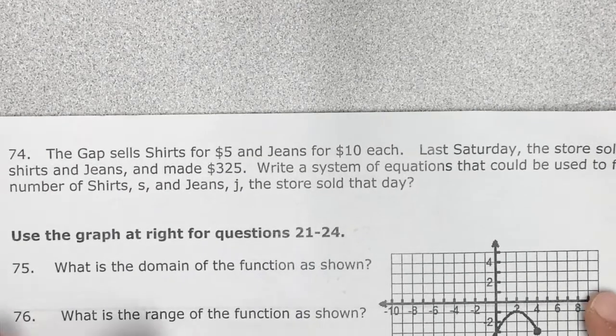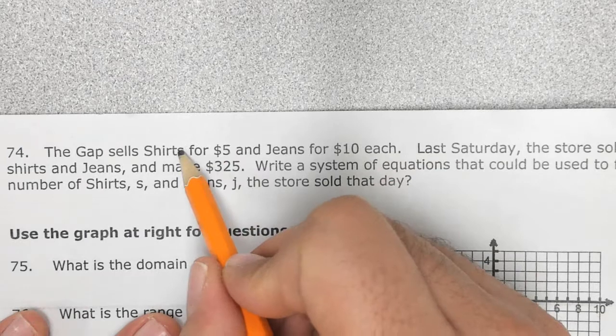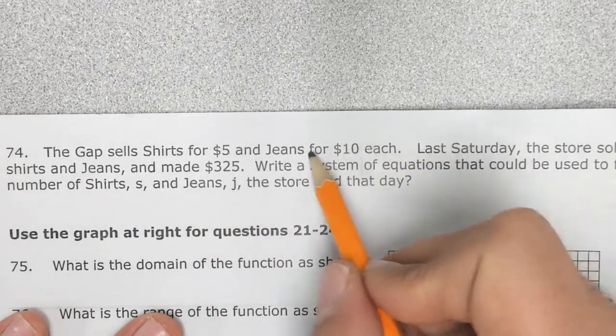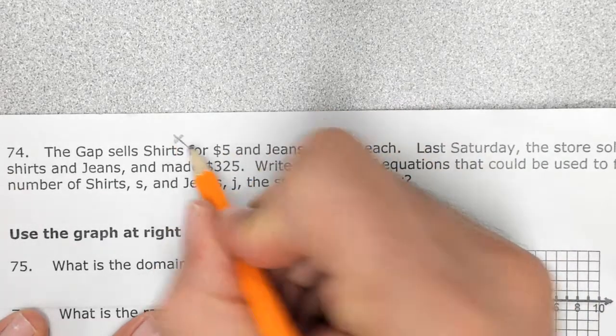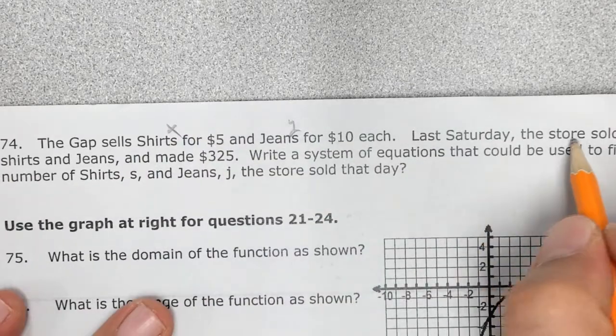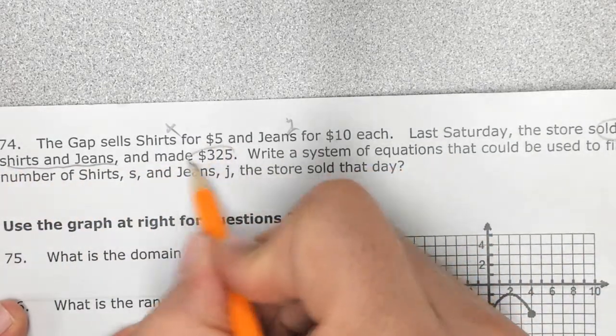These systems are a little bit harder, but the concept is something we've covered in class. The Gap sells shirts for $5 and jeans for $10 each. Now, $5 each for the shirts, $10 each for the jeans. They both have the word each, so we can't really use X for both of them. So we'll use X for this one and Y for this one. Last Sunday, the store sold 200 shirts and jeans and made $325.